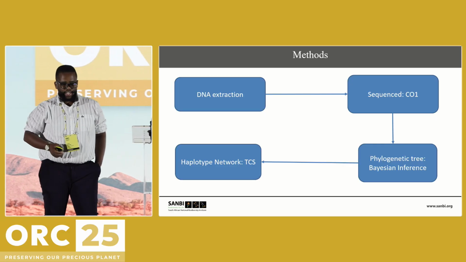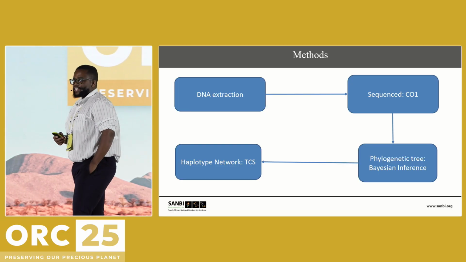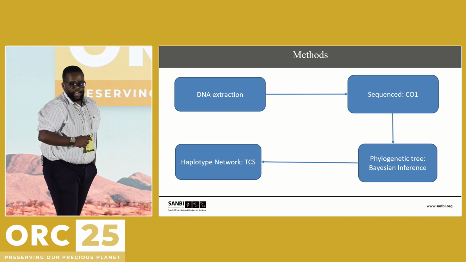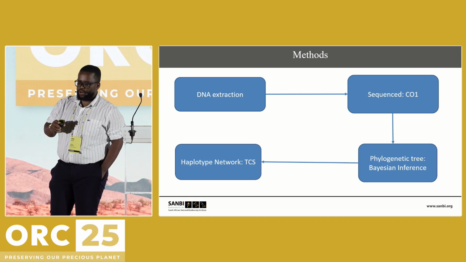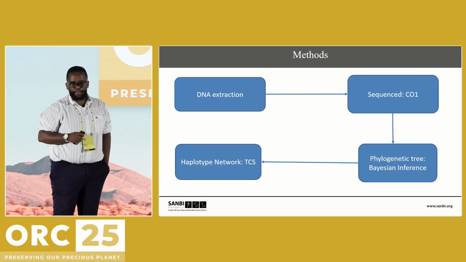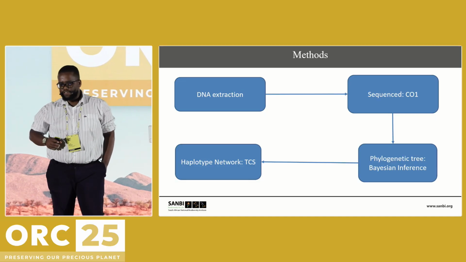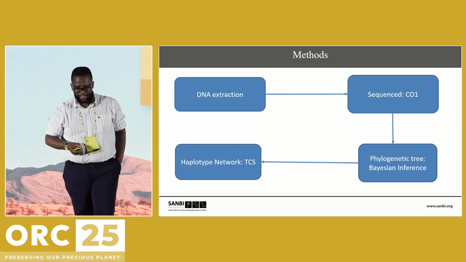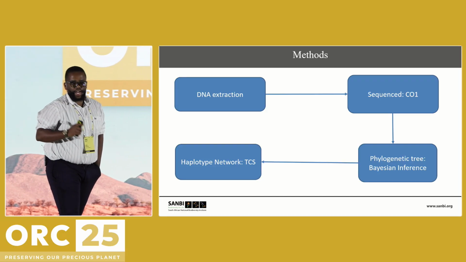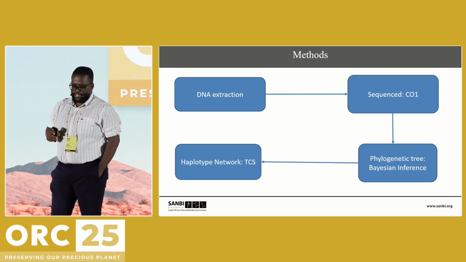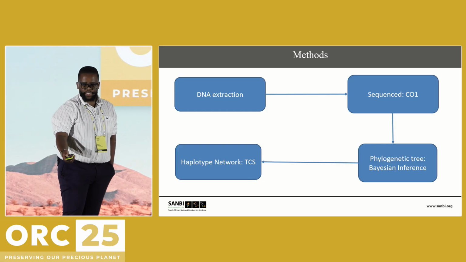For our DNA, we extracted it using the salting out method, and we targeted and sequenced the CO1 gene. To determine the phylogenetic relatedness, we constructed a Bayesian inference, and to infer the haplotype relationships, we constructed a TCS network using PopART.